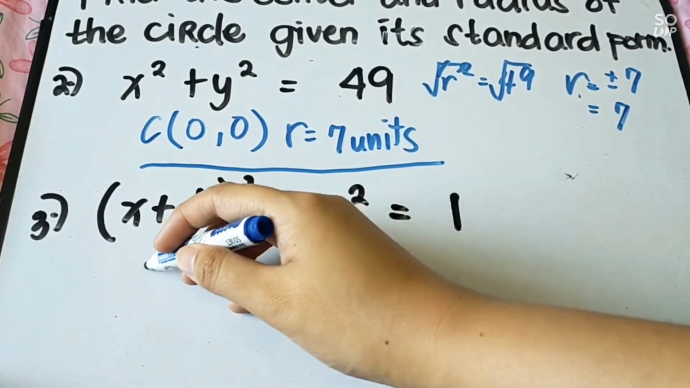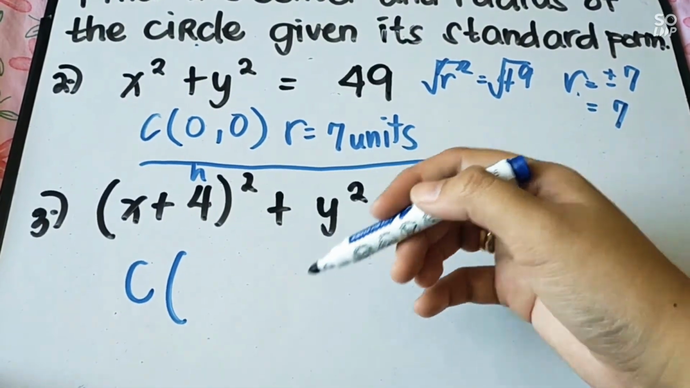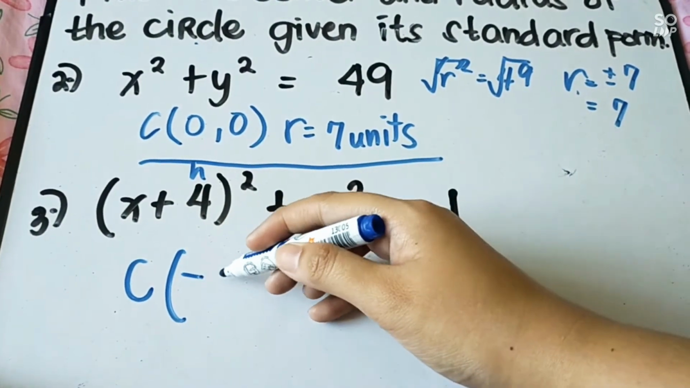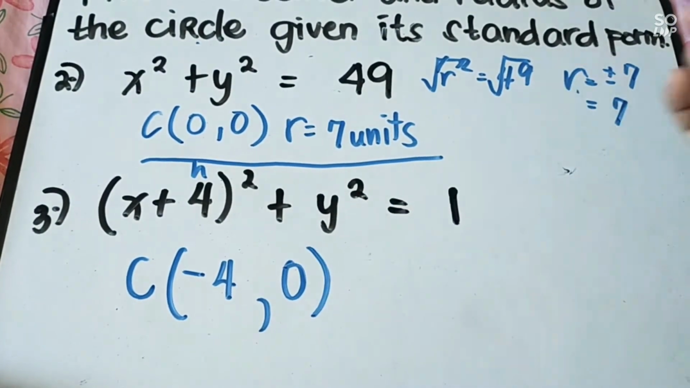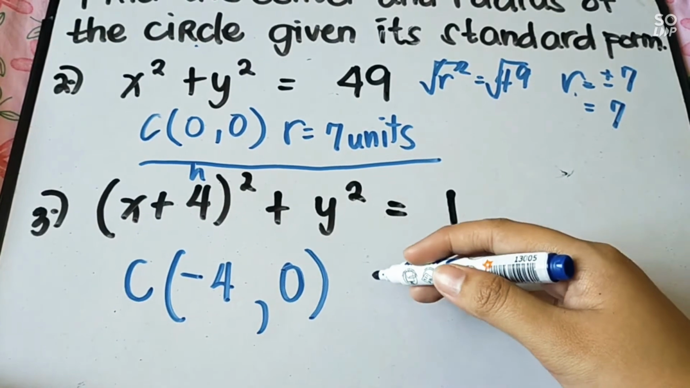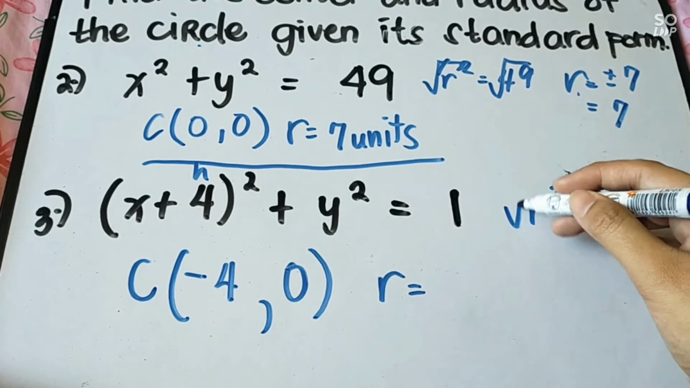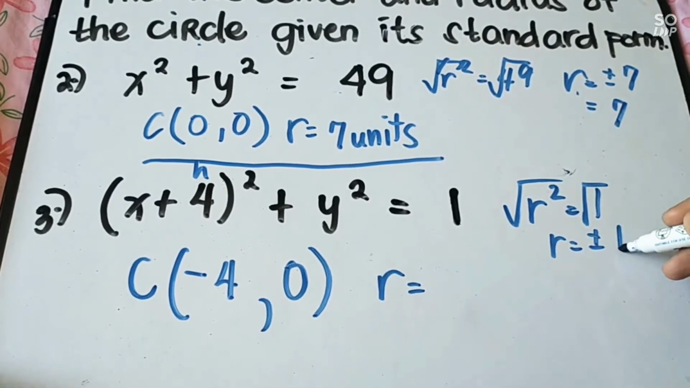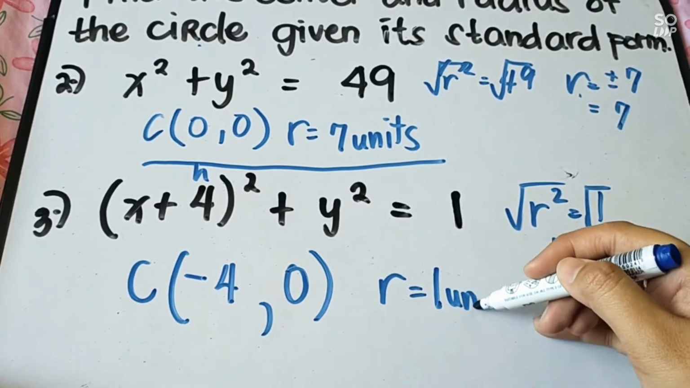Let us have number 3. We have here center. So, this is your h. Wala ka ulit k. So, therefore, ang h mo, since positive ito, ang sagot mo dito ay negative 4. Wala ka ulit k. So, therefore, 0 ang k mo. So, that is your center. Now, let us have the radius. So, r^2 = 1, square root both sides. Therefore, ang r mo is positive and negative 1. So, always consider that the radius is always positive. So, we have 1 unit.